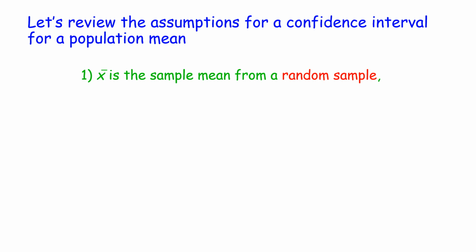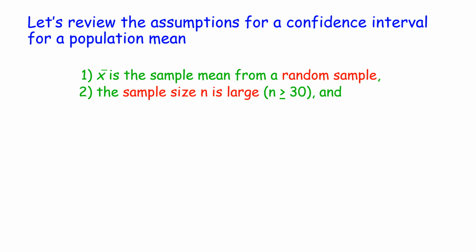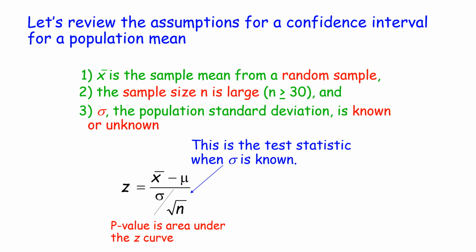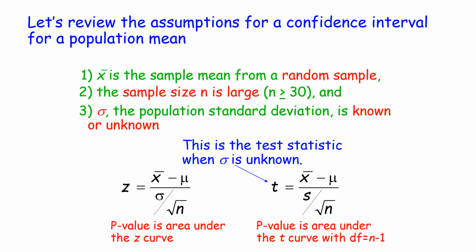First, that our sample mean is from a random sample. That the sample size n is large, meaning greater than or equal to 30, and that our sigma, the population standard deviation, is either known or unknown. This is the test statistic when sigma is known. The p-value is the area under the z-curve. This is the test statistic when sigma is unknown. Here, the p-value is under the t-curve with the degrees of freedom of n-1.